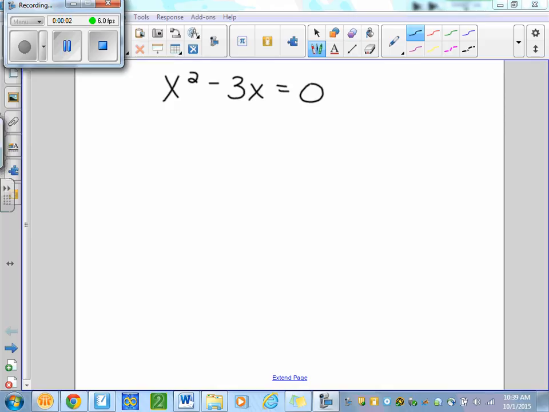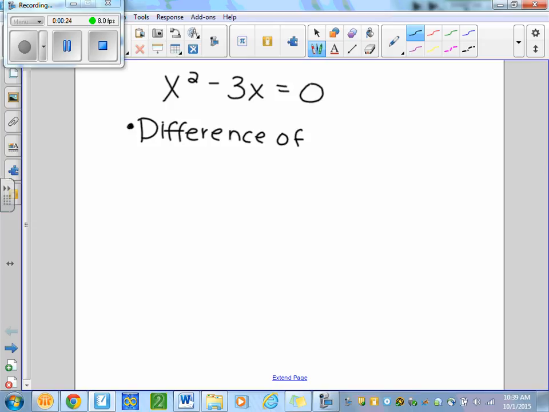All right, so we already did our simple factoring, so let's jump into some other stuff. For this equation, I only have two terms. Now there's only two ways to factor a binomial. One is the difference of two squares, or you can factor with the greatest common factor.